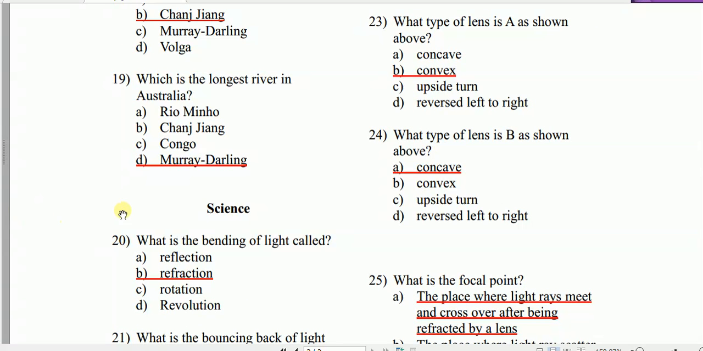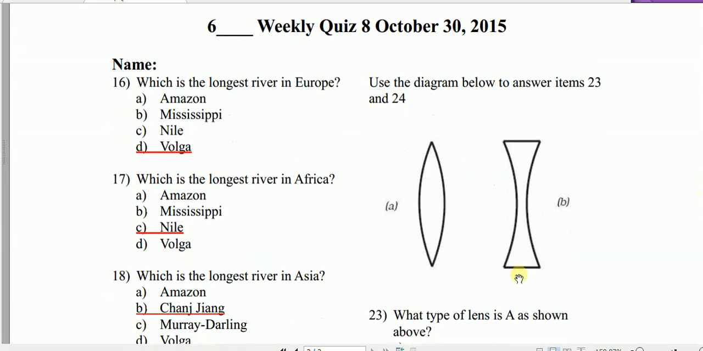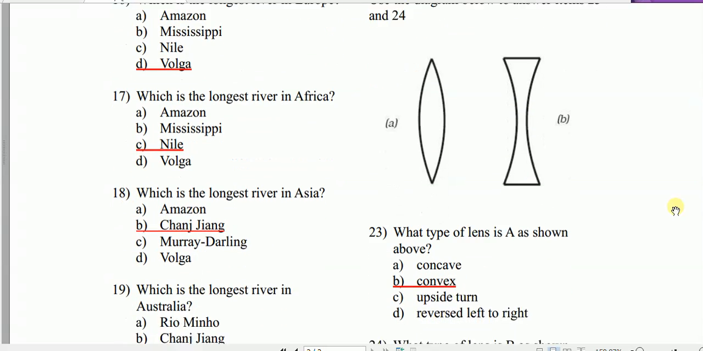Okay, number 24 says, let's look at it. What type of lens is B as shown above? So let's look at B. And this time around, the edges, look at the bottom here, look at the top. The edges are thick, but the middle is thin. And that would be a concave lens.